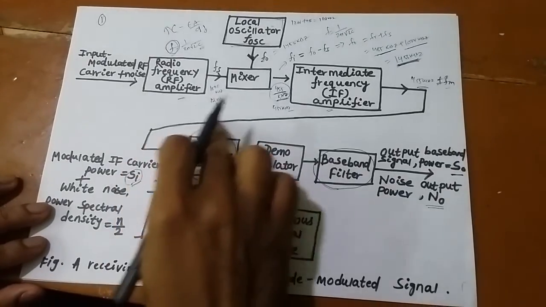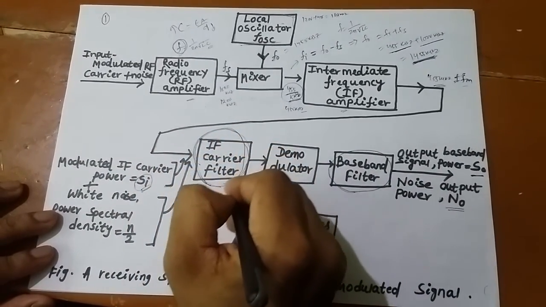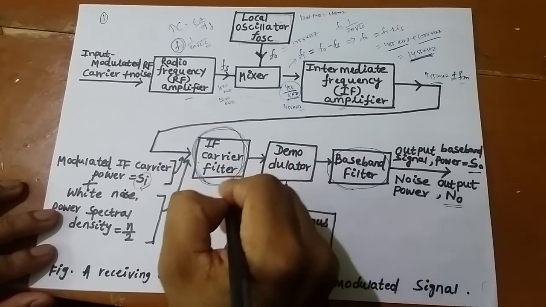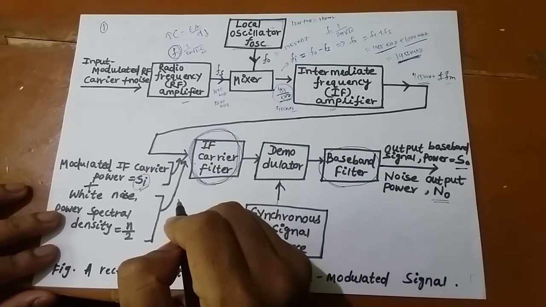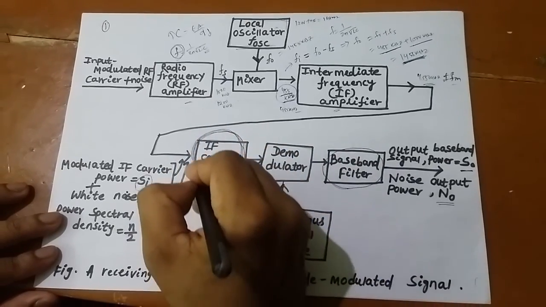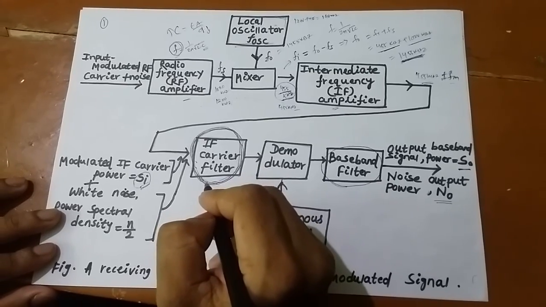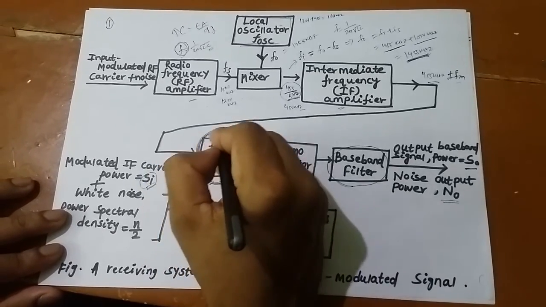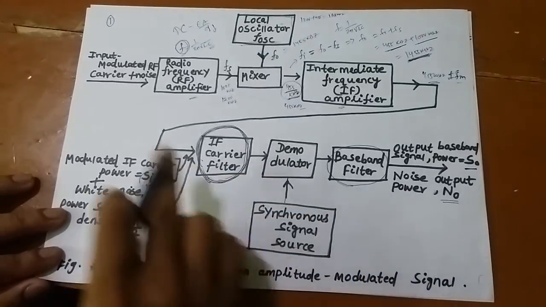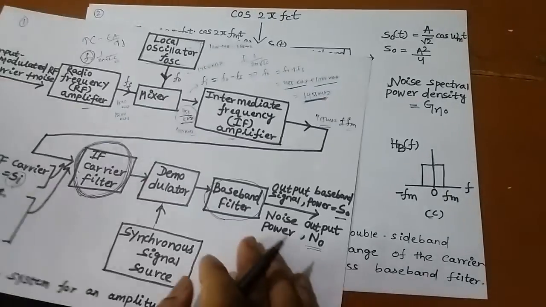Like here, the change will occur in the IF carrier filter block, because in single sideband the bandwidth of the filter was fm, but here in the double sideband suppressed carrier the bandwidth of the filter is twice of fm. The remaining blocks remain the same.